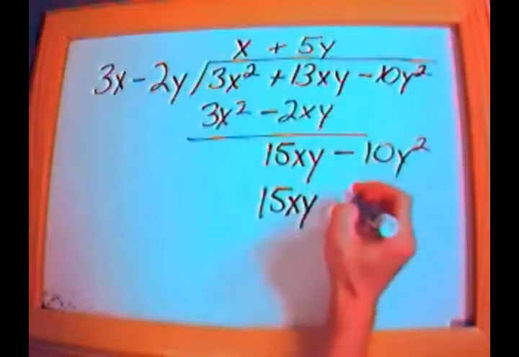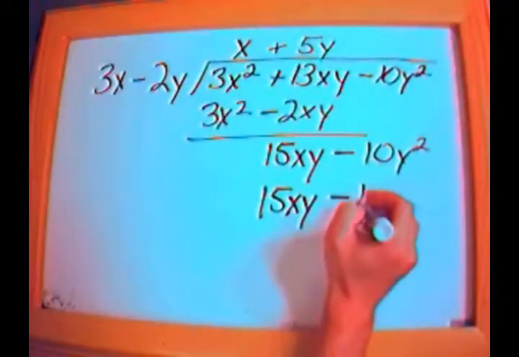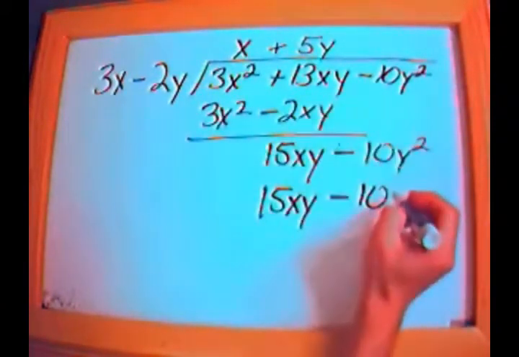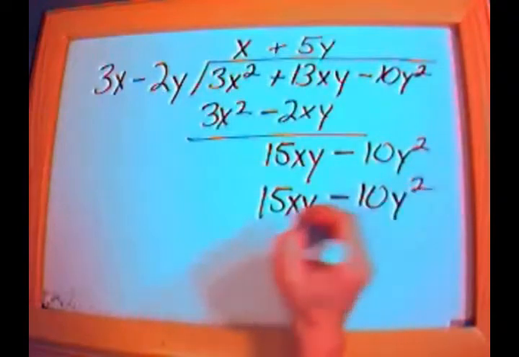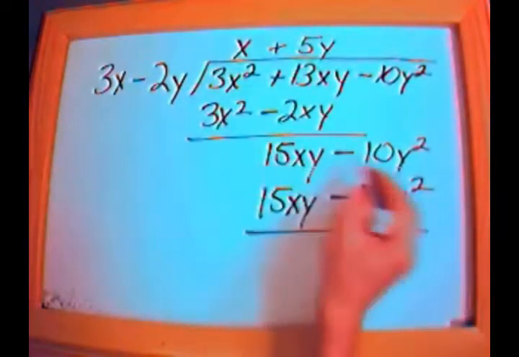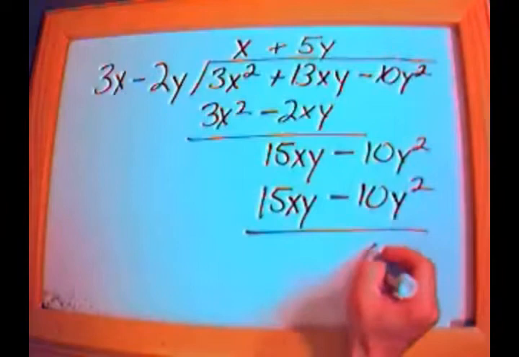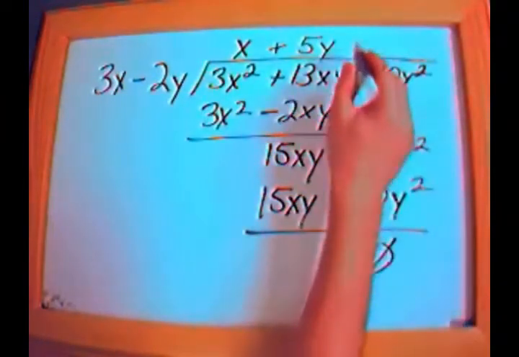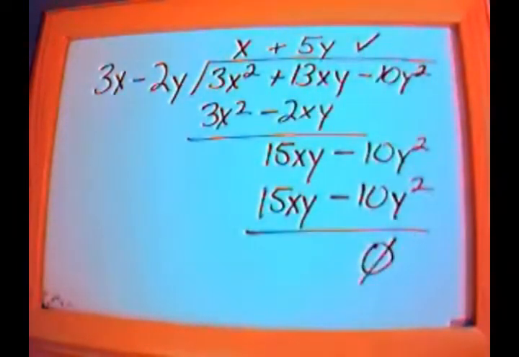And 5y times negative 2y is negative 2 times 5, which is 10, and y times y is y squared. Draw my line, and I've got the same thing on the top and the bottom. I'm subtracting them, so I get a 0 here. The answer is x plus 5y. And that is the answer.